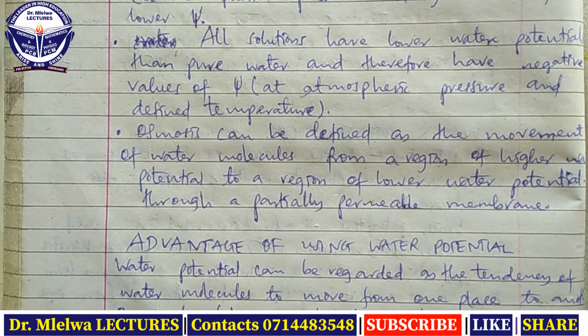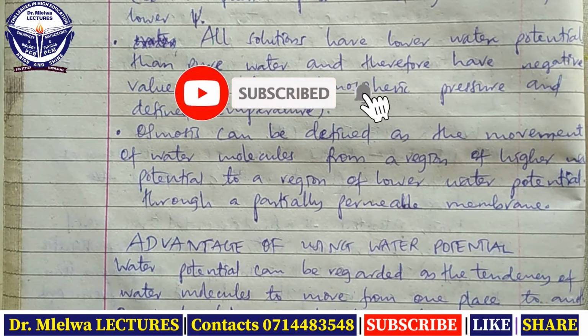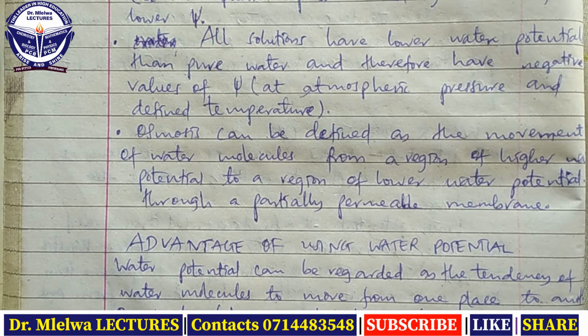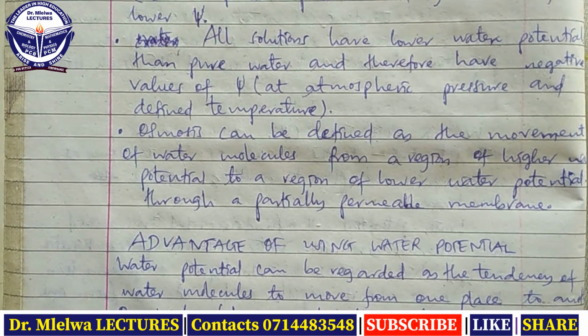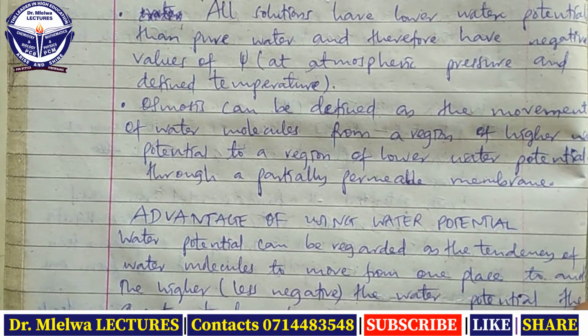Previously, we discussed osmosis as the movement of water molecules from the region of high concentration to the region of low concentration. But now we don't define osmosis based on concentration, but on water potential, because we know that the higher the concentration of water, the higher the water potential. The lower the concentration of water, the lower the water potential. So in other words, it is the movement of water molecules from the region of higher concentration, the higher water potential, to the region of lower water potential through a partially permeable membrane. Now let's discuss a few advantages of using water potential.